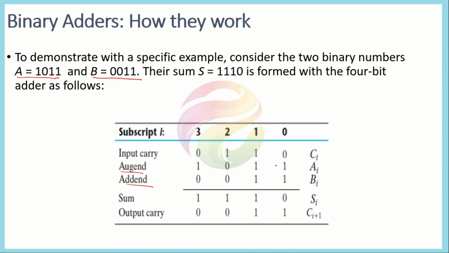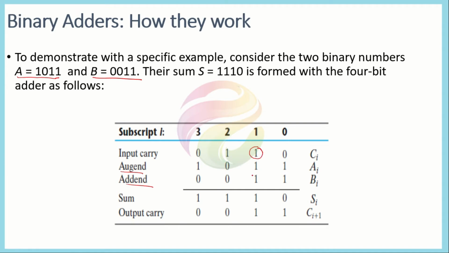So for the first column, because in the first case the carry is considered as 0, the value of A0 is equal to 1 and B0 is also equal to 1. So if we add them, we will get sum equal to 0, and the next carry would be equal to 1. So this is the carry generated here.